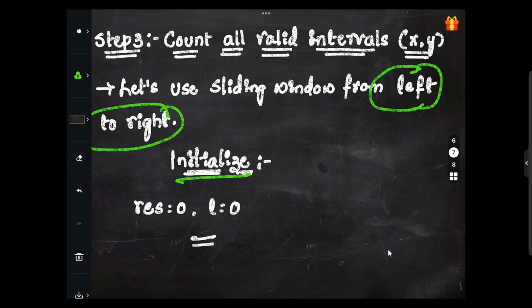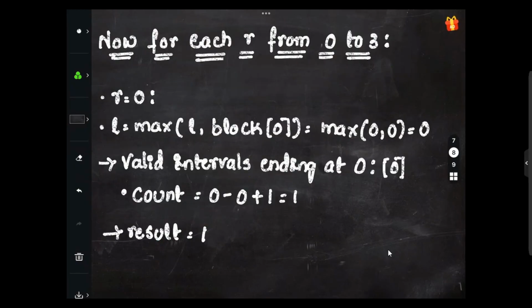Let's initialize first. Initially let's initialize the result to 0. We need the result variable to store the result, right? Also we need left equals 0 initially, L equals 0. So now for each r from 0 to 3, we will consider each r from 0 to 3 because we have the values 0 comma 0 comma 2 comma 3.